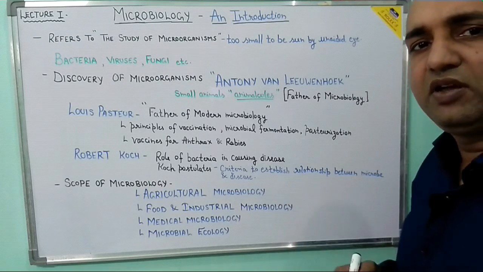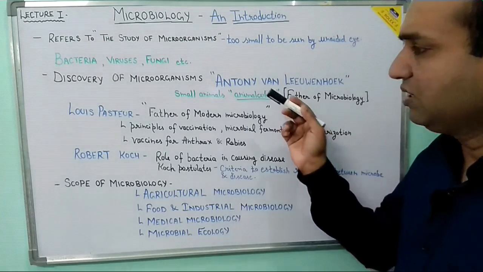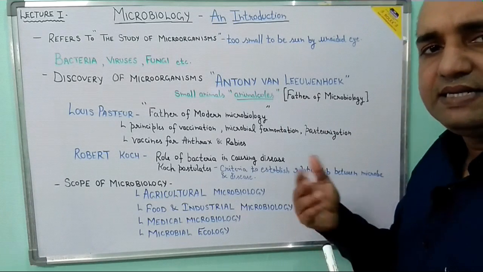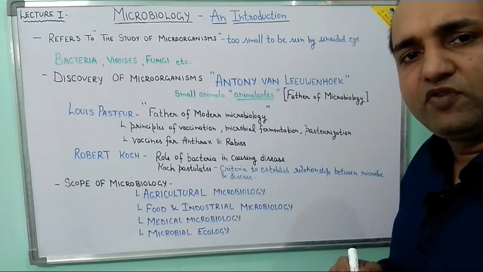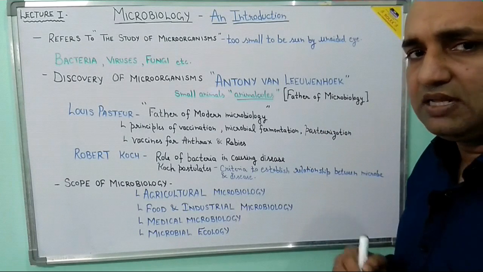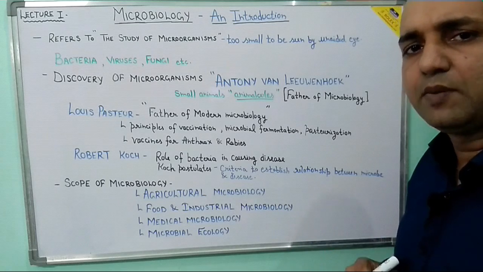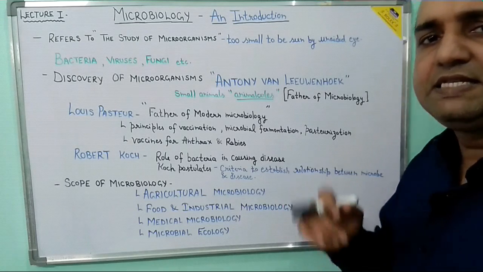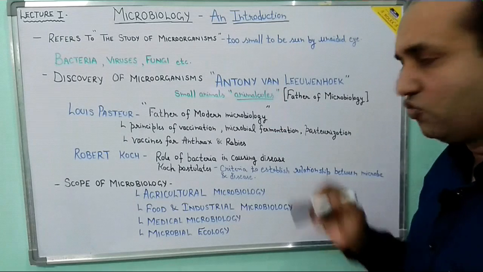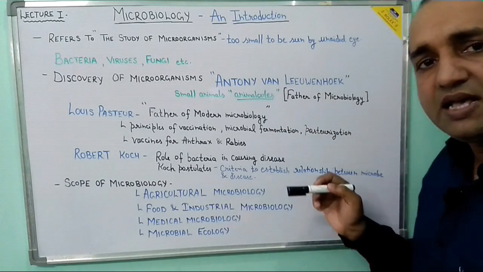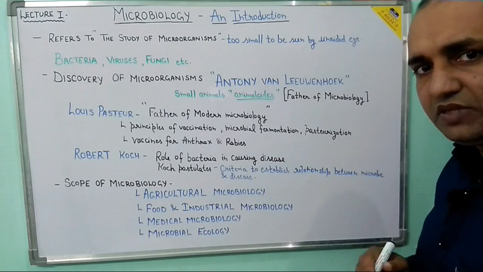So he kept on playing and working with the lenses. For the first time, accidentally he saw some small organisms with the help of his lenses. And he thought these were small animals. That means he didn't have the concept of microorganisms. He thought these are small animals and he called them animalcules. So for this discovery, he is regarded as the father of microbiology.